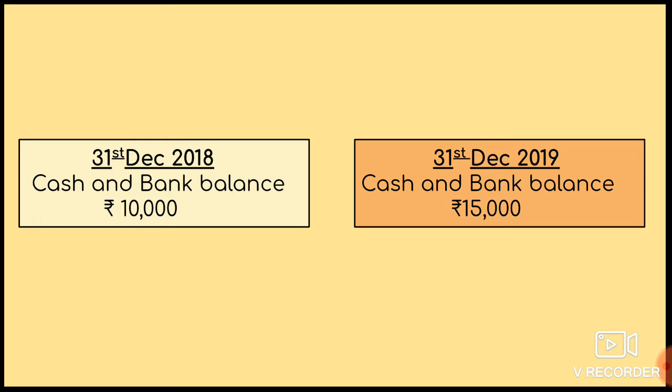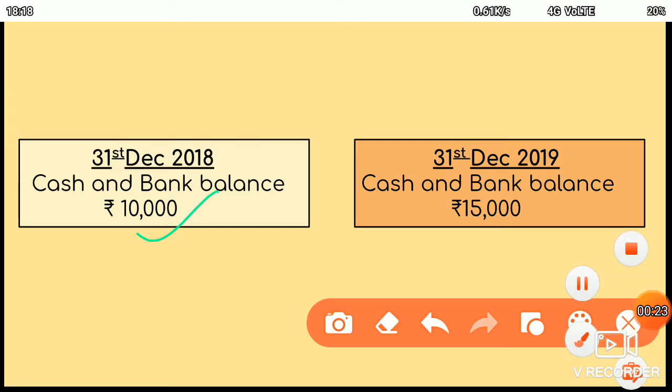Here in this example, a firm has an opening balance of cash and bank. The closing balance of the previous year, that is 31st December 2018, becomes the opening balance of the current year, that is 2019. So the opening balance is rupees 10,000. But if we see the closing balance, that is the balance as at 31st December 2019, it is 15,000 rupees. This difference is due to inflows and outflows of cash and cash equivalents from either one or all the three activities of the business during the year.